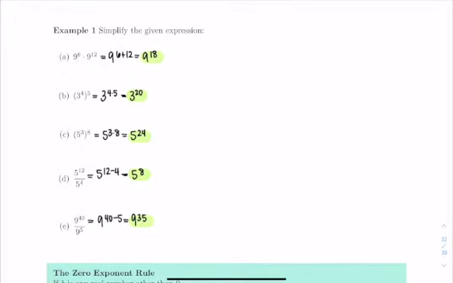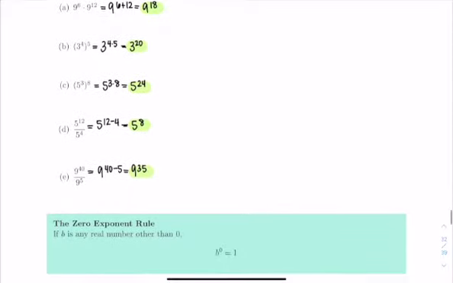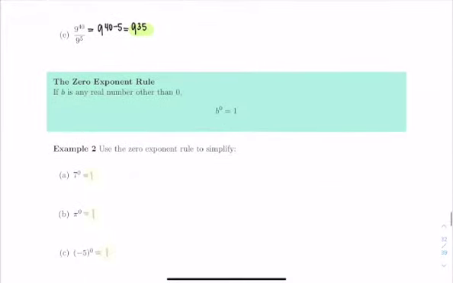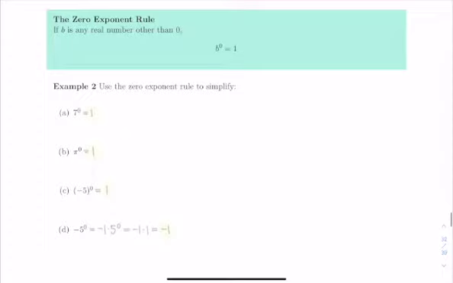The next rule we're going to look at is the zero exponent rule. If b is any real number other than 0, b to the 0 is 1. So what this says is that anything raised to the 0 power will give you 1. Let's use that rule to simplify. So 7 to the 0 is 1. Pi to the 0 is 1. Negative 5 to the 0, you could probably guess, is still 1.